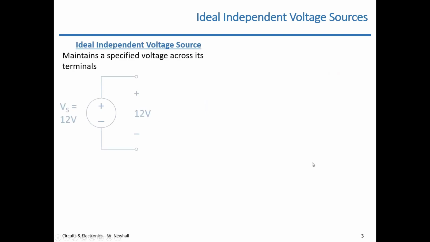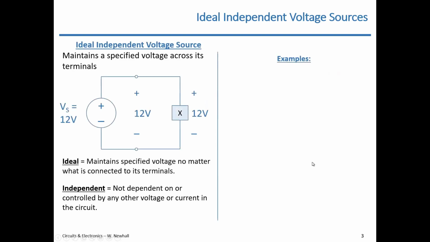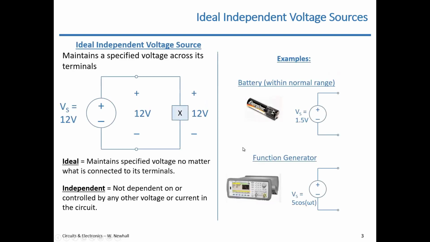We talked about ideal independent voltage sources, and these create a voltage between 2 terminals or maintain a specified voltage between 2 terminals. And I gave a couple examples, to a very rough order. A battery can be modeled by an ideal independent voltage source, sort of. We'll talk about that later when we get to the Thevenin equivalence. A function generator can represent an AC source.